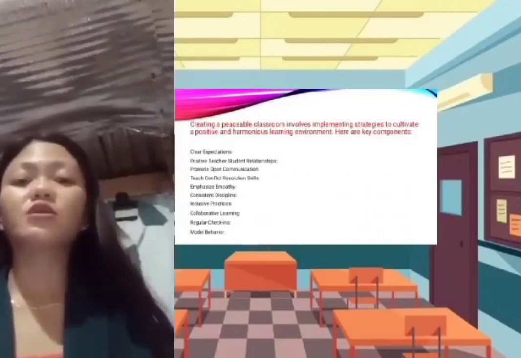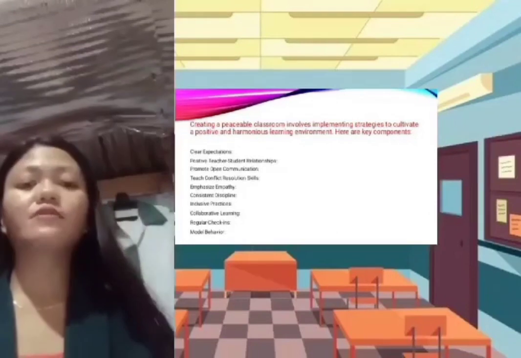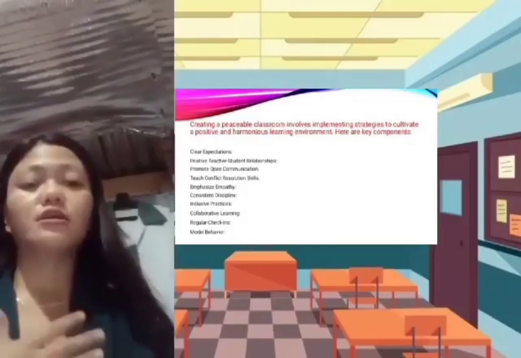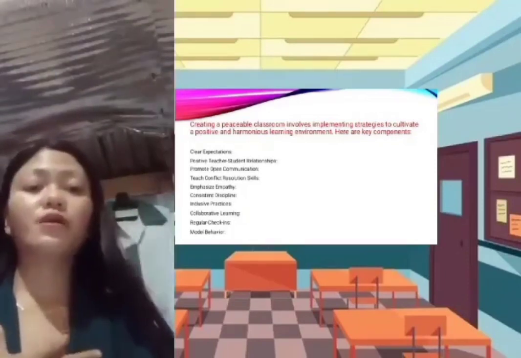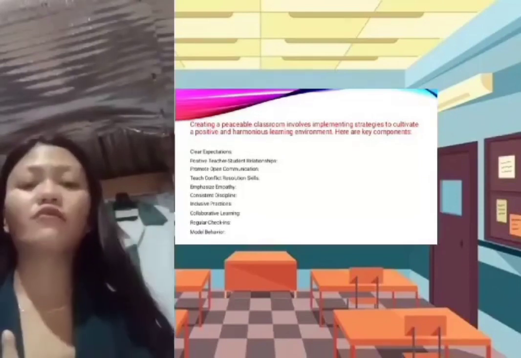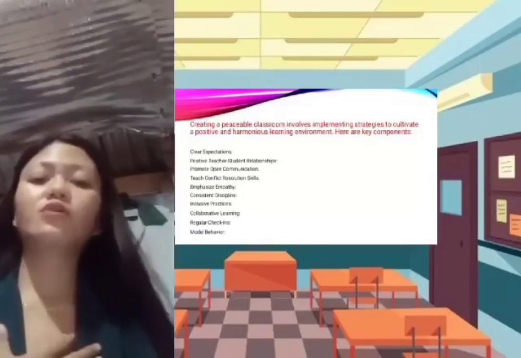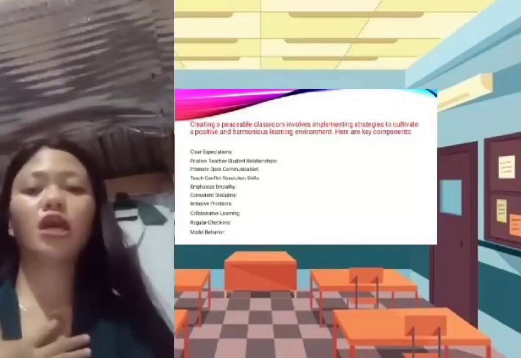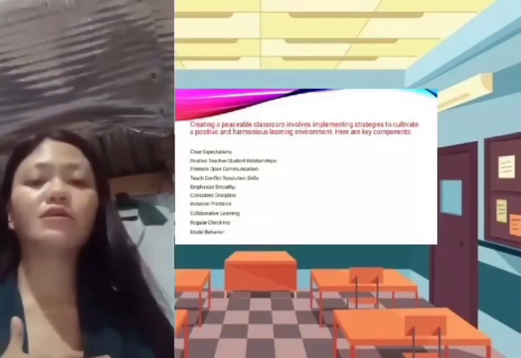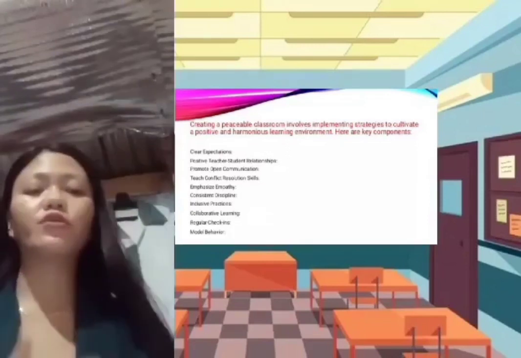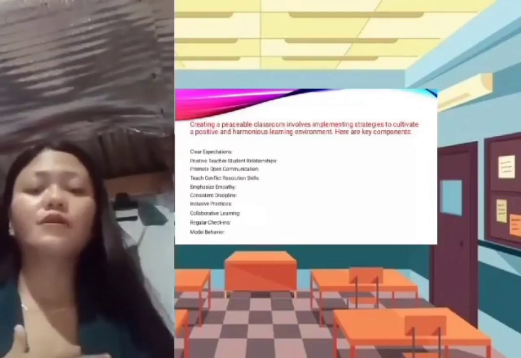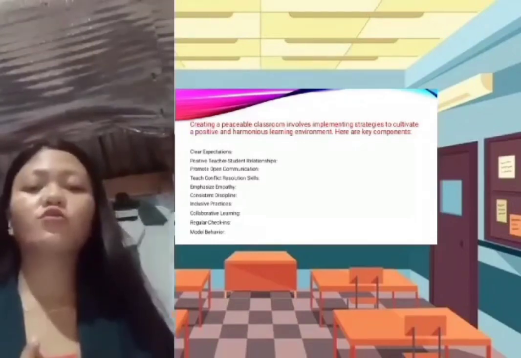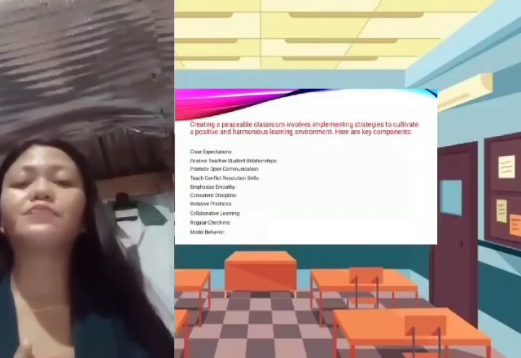And number seven, inclusive practices. Celebrate diversity and promote inclusivity, acknowledge and respect each student's unique background, experience, and perspective. Inclusive practices foster a sense of belonging for everyone. And number eight, collaborative learning. Incorporate collaborative activities that encourage teamwork and cooperation. Collaborative learning experiences help build a sense of community and reduce competition among students.